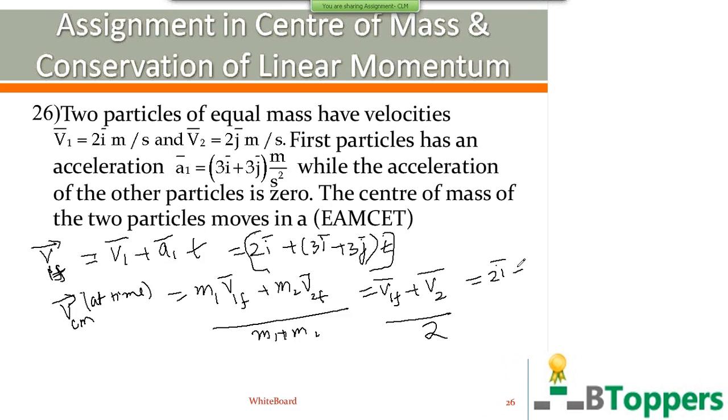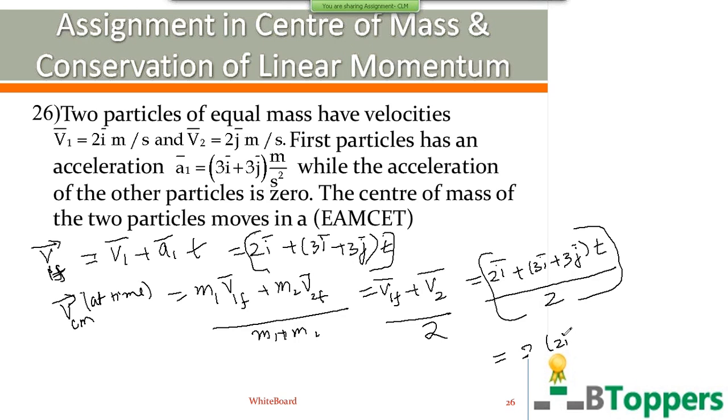So 2i bar plus (3i bar plus 3j bar into t) by 2. Can also write this way otherwise: (2 plus 3t) into i bar, divided by 2, plus 3t by 2 j bar.